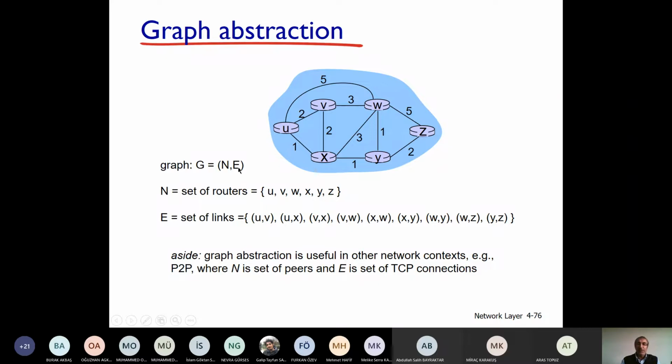A graph consists of two parts. Let's say our graph is G equals N and E. Remember, N is the set of nodes, and E is the set of edges. So in our case, N, the set of nodes, is the set of routers. In this example, they are U, V, X, W, Y, Z.